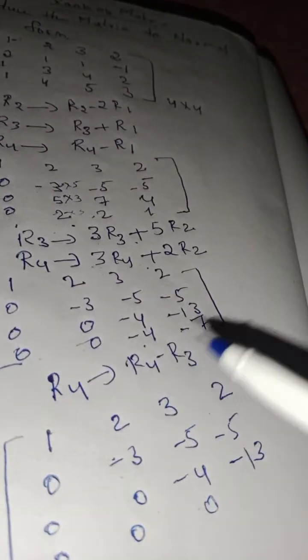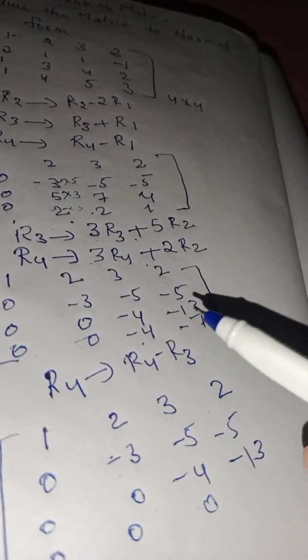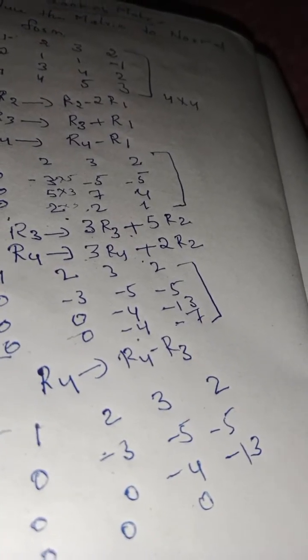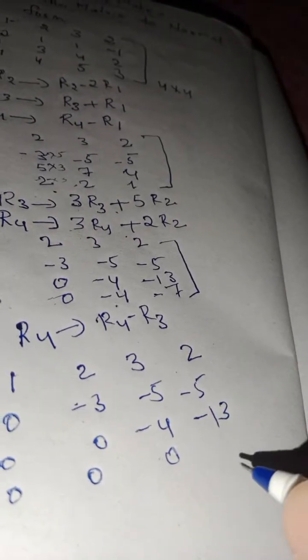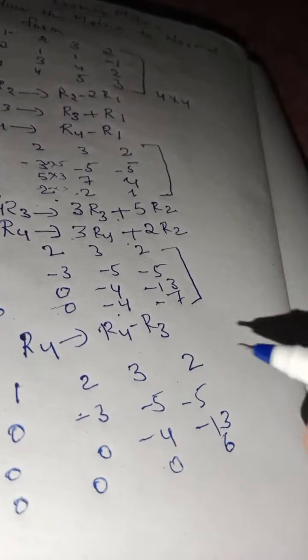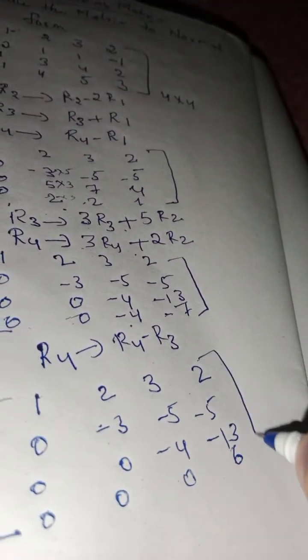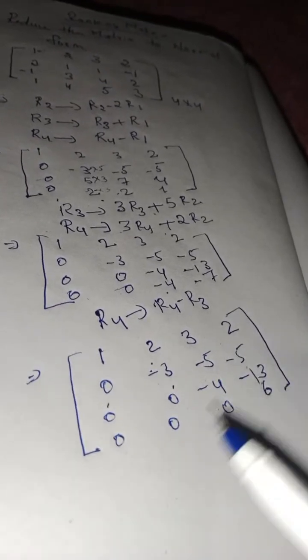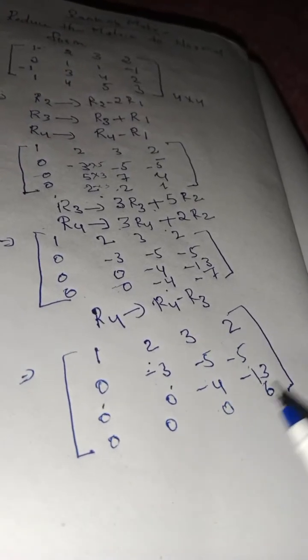Next, R4 is minus 7, right? Minus into minus plus. Minus 7 plus 13 is 6. Alright? We'll be getting plus 6 because here we are having plus symbol to the biggest number. So now the matrix is 1, 2, 3, 2, 0, minus 3, minus 5, minus 5, 0, 0, minus 4, minus 13, 0, 0, 0, 6.